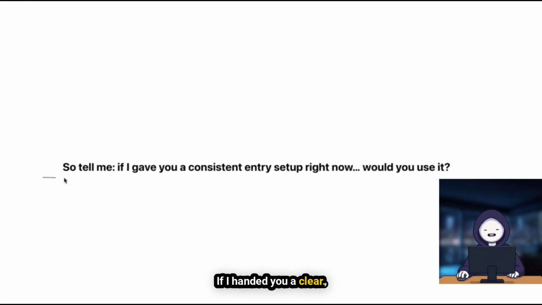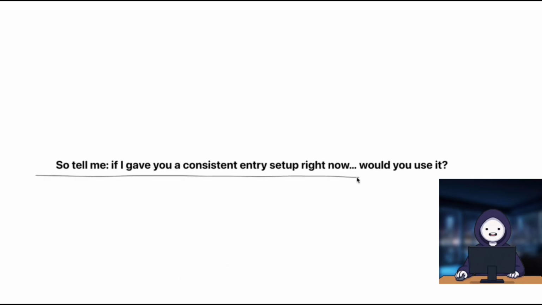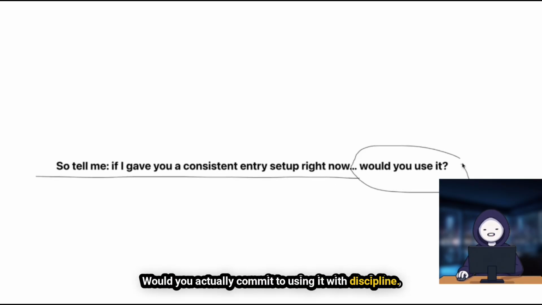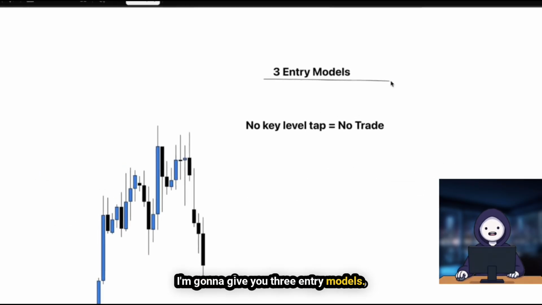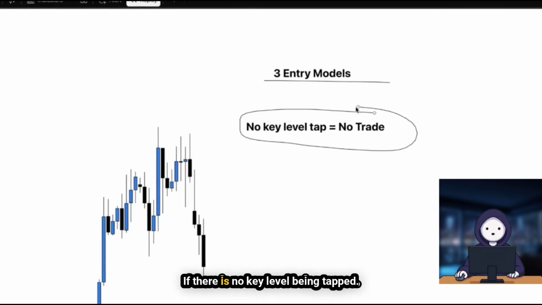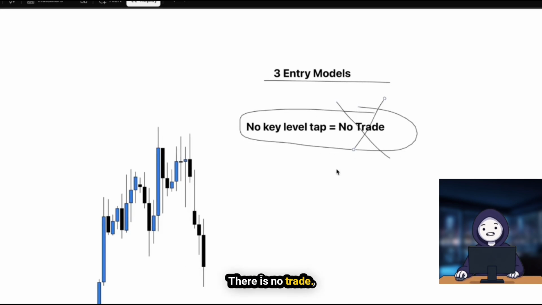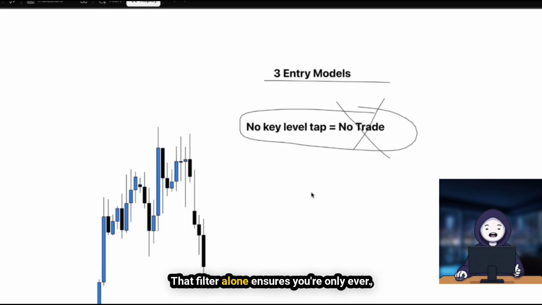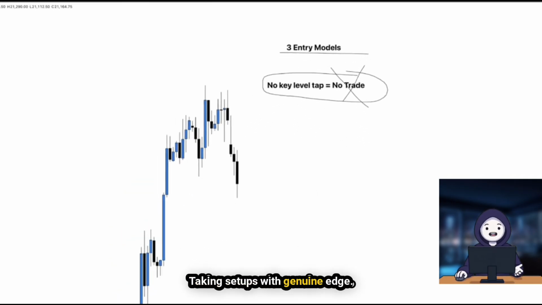If I handed you a clear, repeatable entry setup right now, would you actually commit to using it with discipline? I'm going to give you 3 entry models, but before we get into them, there's one non-negotiable rule. If there is no key level being tapped, there is no trade. Full stop. That filter alone ensures you're only ever taking setups with genuine edge.